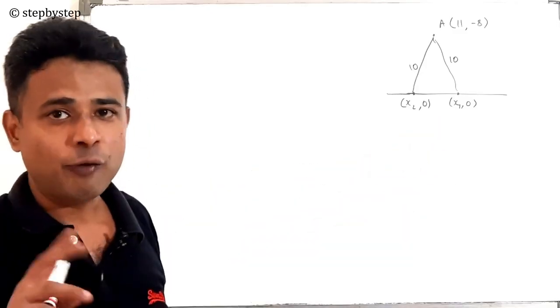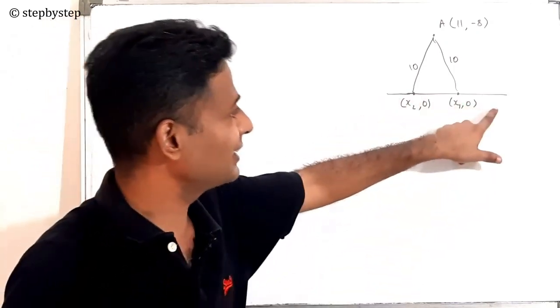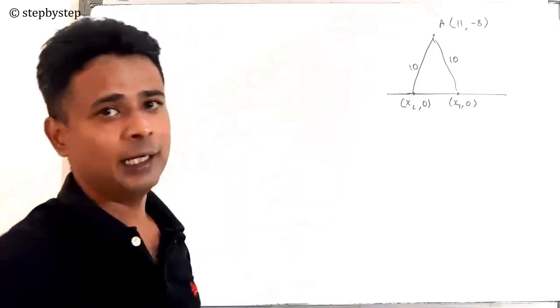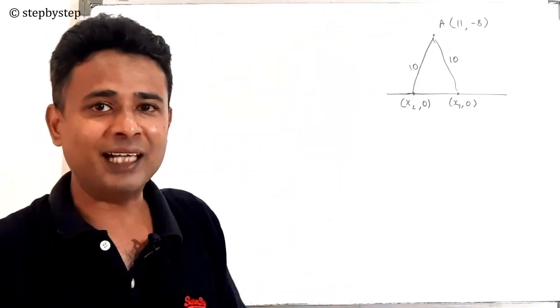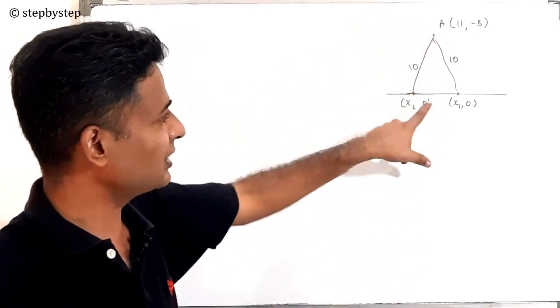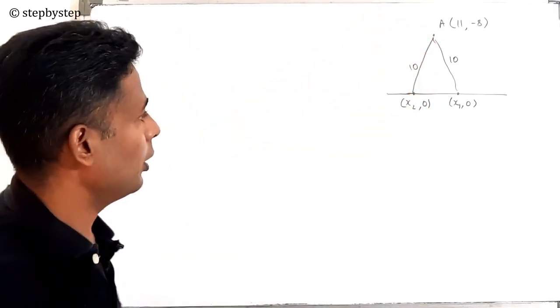The first question: find all the points on the x-axis which are at a distance of 10 units from point A. So how many points can there be? There can be a maximum of two points which are at the same distance from point A, and it will look something like this.